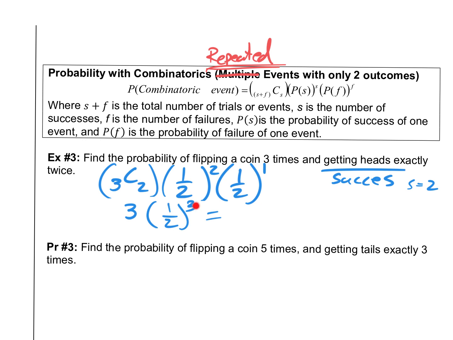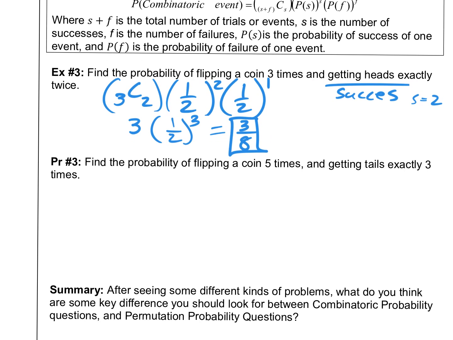And 1 to the 3rd power is just 1, right? But I'm going to do 1 times this 3 out here. So I end up with a 3 on top. And 2 to the 3rd power is 8. So the answer here is 3 out of 8. Again, you could plug this all in your calculator and get a decimal, but sometimes you don't need to do that. It's not that hard to calculate.